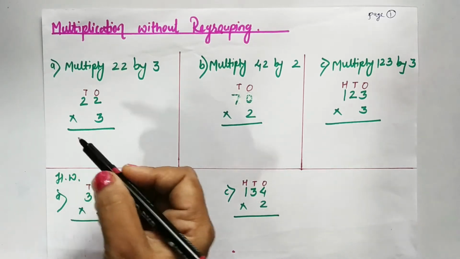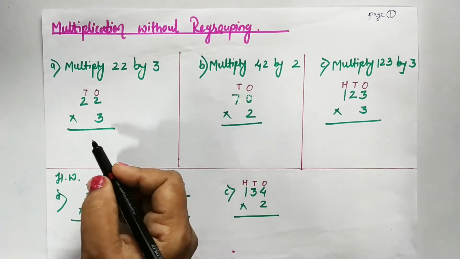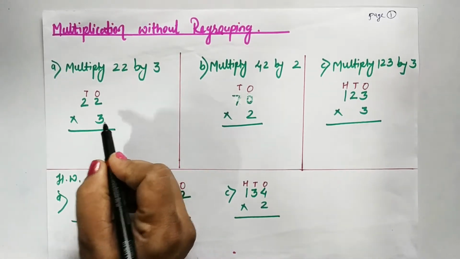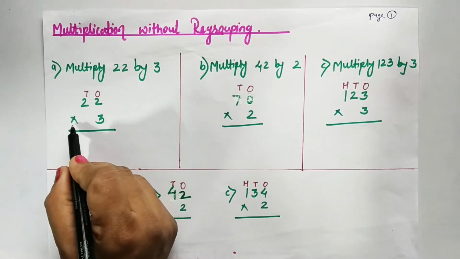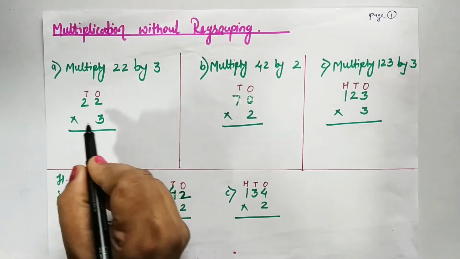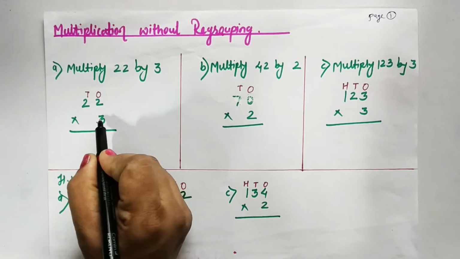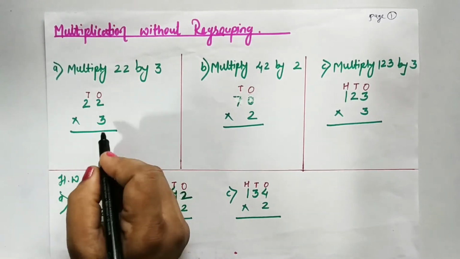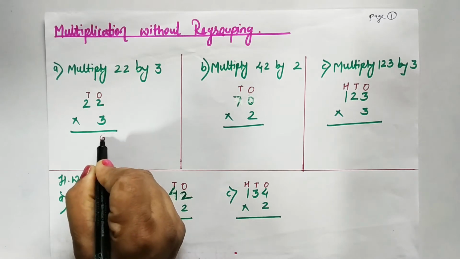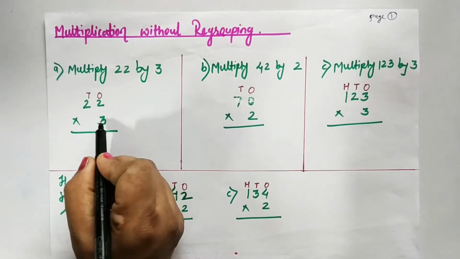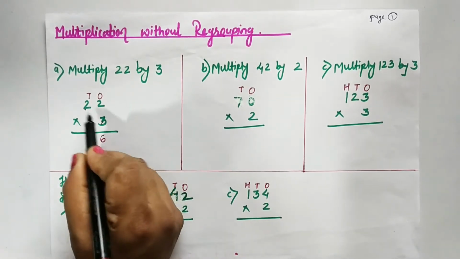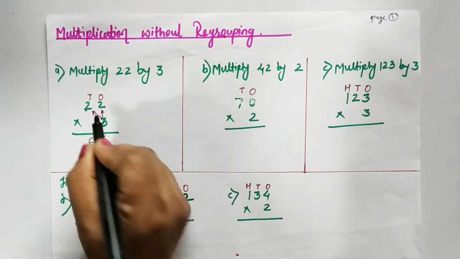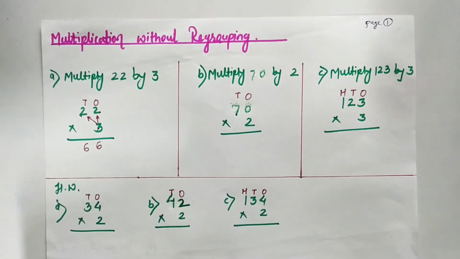This you have already studied in your lower class, so this is just a revision for you. Now let's start. 22, this is the multiplication sign, multiplied by 3. So 3 into 2, 3 2s are 6. Then again 3 into 2, 3 2s are 6. This way you have to do multiplication.